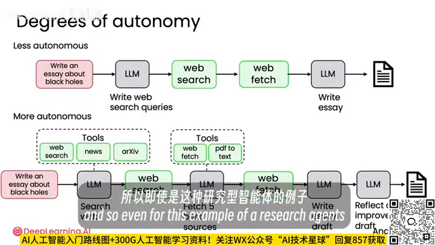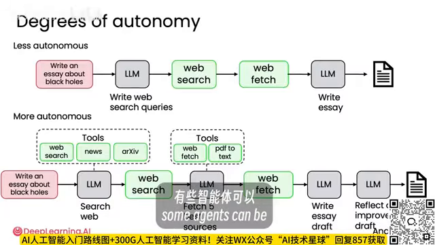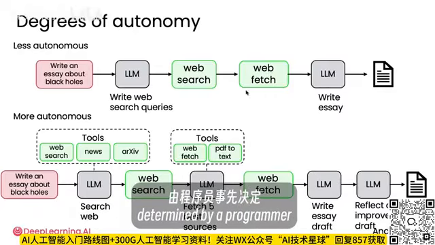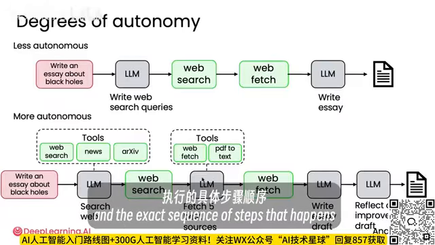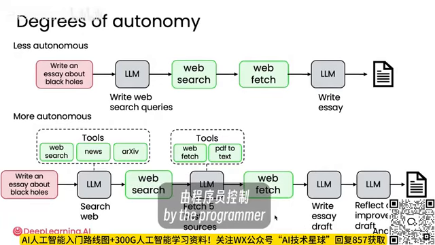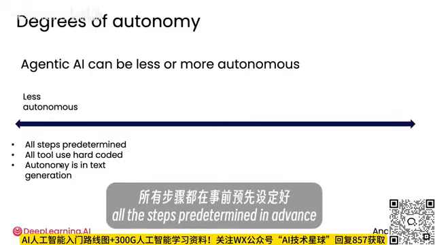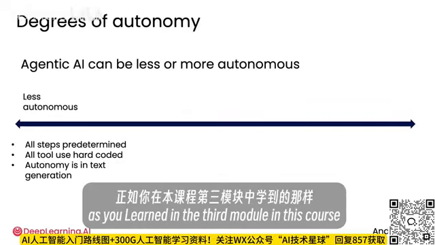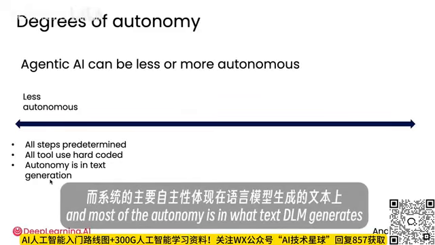And so even for this example of a research agent, we can see that some agents can be less autonomous, with a linear sequence of steps to be executed determined by a programmer, and some can be more autonomous, where you trust the LLM to make more decisions, and the exact sequence of steps that happens may even be determined by the LLM rather than in advance by the programmer. So for less autonomous systems, you will usually have all the steps predetermined in advance, and any functions it calls like web search, and we'll call that tool use, as you learn in the third module in this course, might be hard-coded by the human engineer, by you or me.